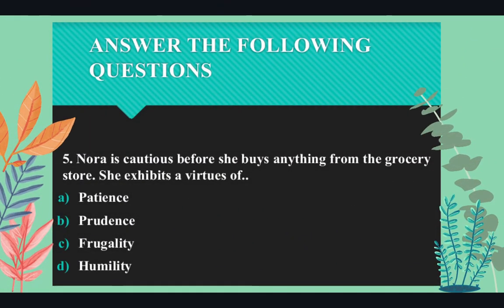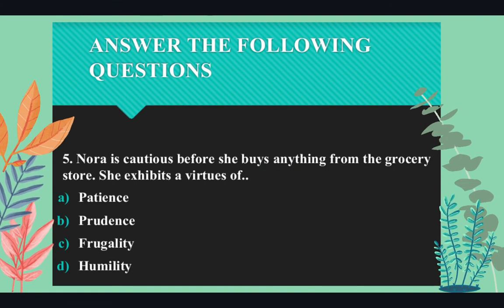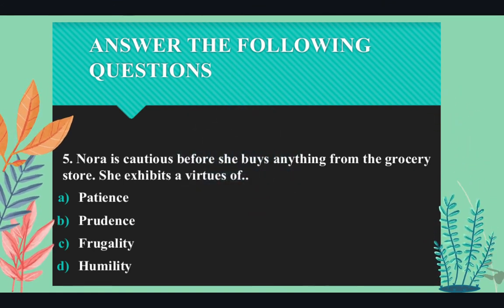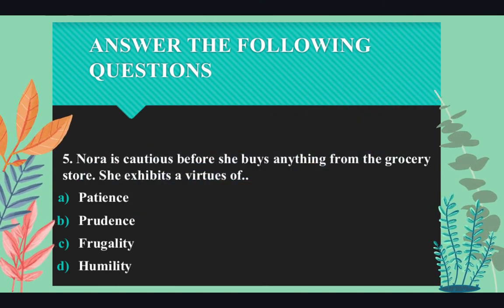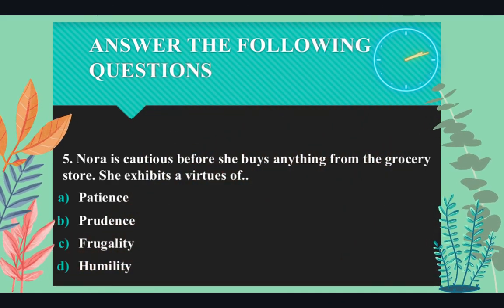Now, another question, last question, number 5 question. Nora is cautious before she buys anything from the grocery store. She exhibits a virtue of patience ba ito? Prudence, frugality, or humility. So, ano kaya ang tamang sagot? I'm giving you a few seconds for this, and your timer starts now.